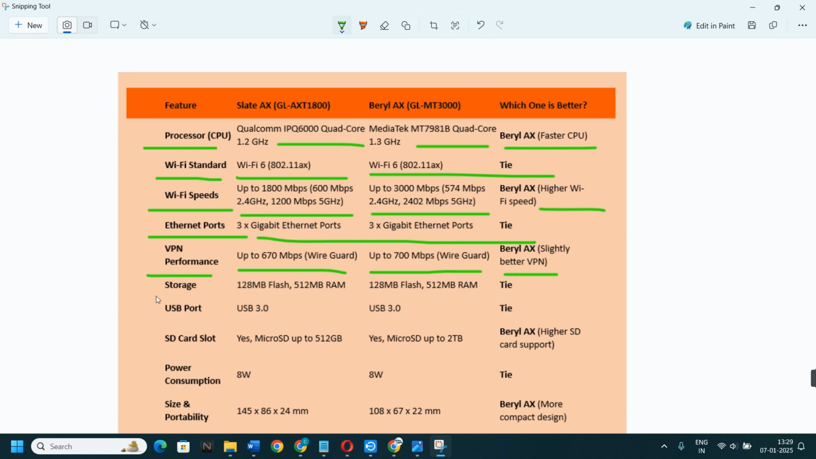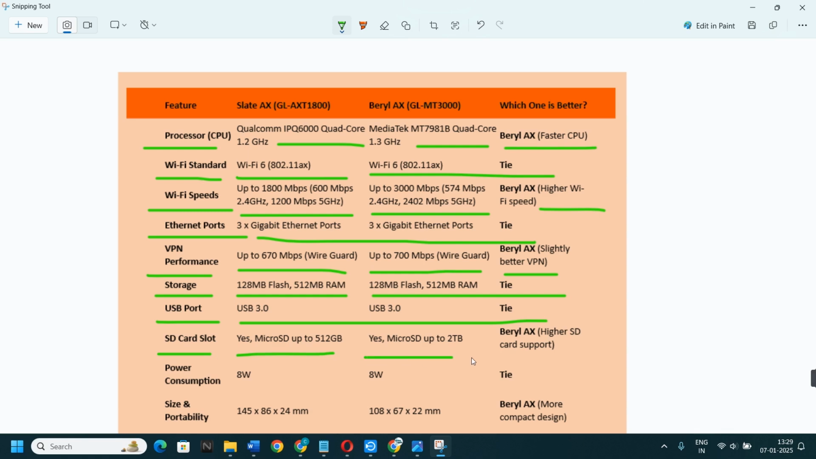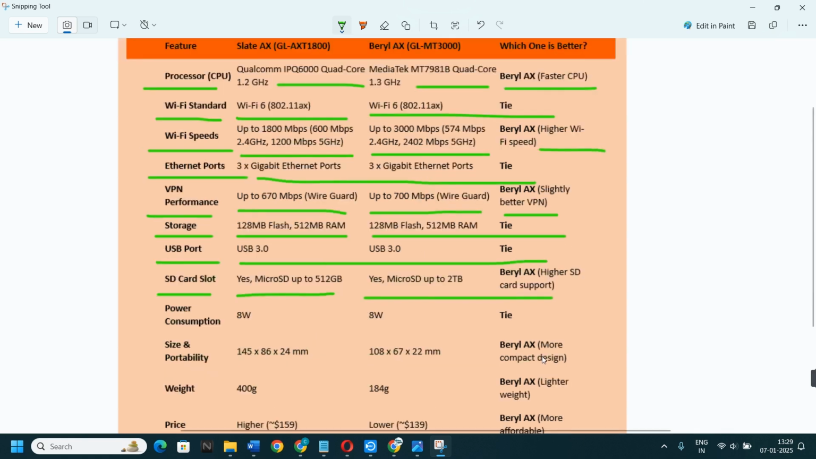Now let's look at the USB port. Slate provided USB 3.0, and it is also provided by Beryl, so both are equal. Now let's look at the SD card slot. Yes, a micro SD card up to 512 GB is available on Slate. Yes, micro SD up to 2 TB is available on Beryl, so Beryl is better. Now let's look at the power consumption. In both devices, the power consumption is 8W, so both are equal.